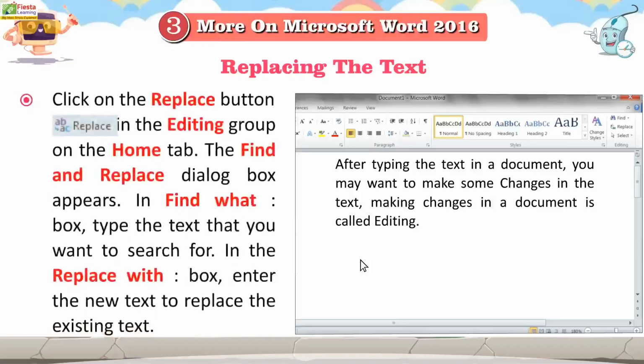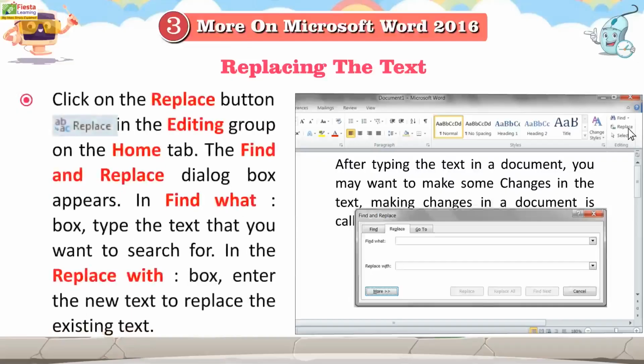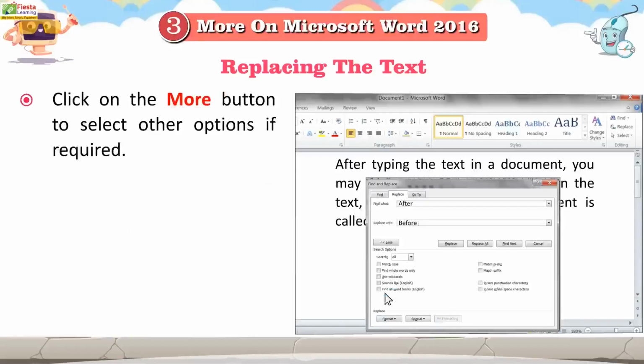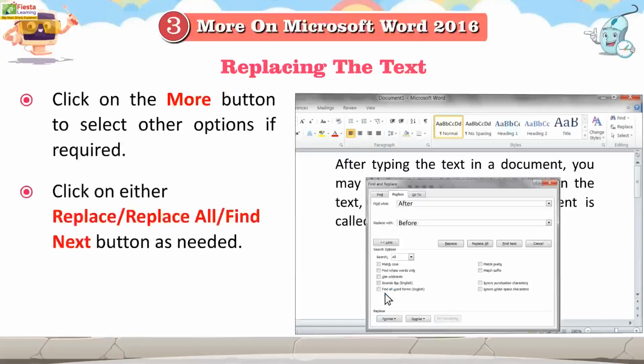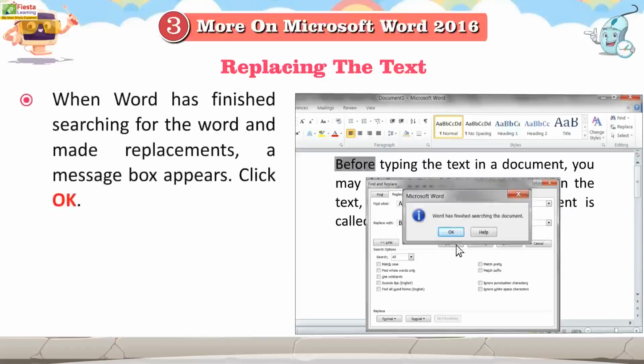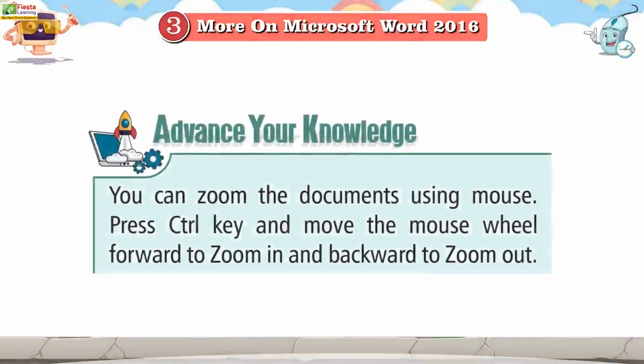Click on the Replace button in the Editing group on the Home tab. The Find and Replace dialog box appears. In the Find What box, type the text that you want to search for. In the Replace With box, enter the new text to replace the existing text. Click on the More button to select other options if required. Click on either Replace, Replace All, or Find Next button as needed. When Word has finished searching for the word and made replacements, a message box appears. Click OK.